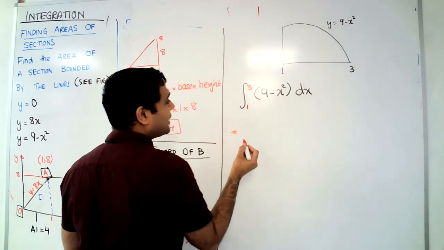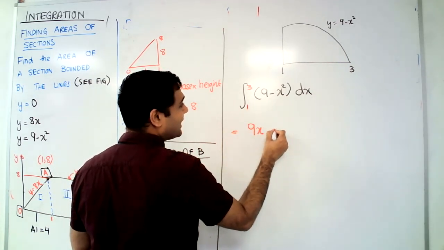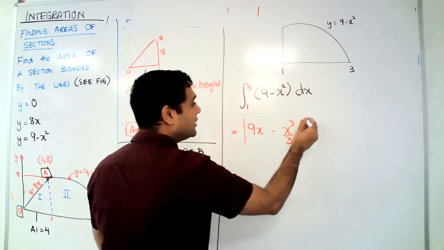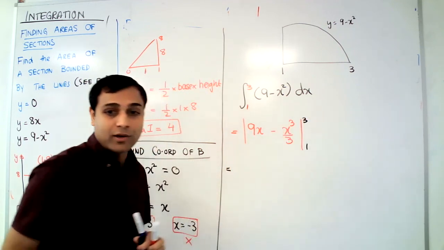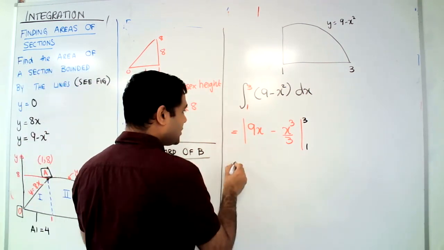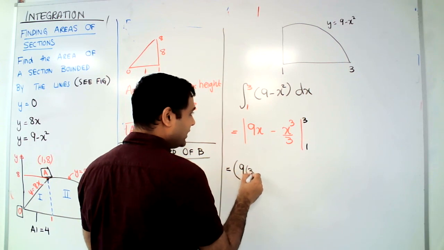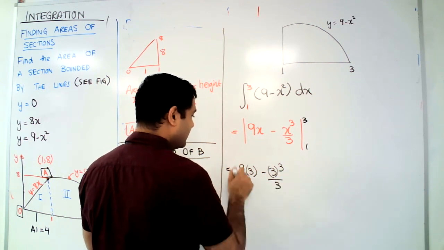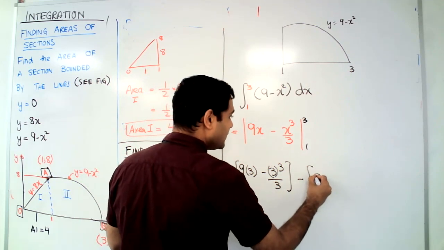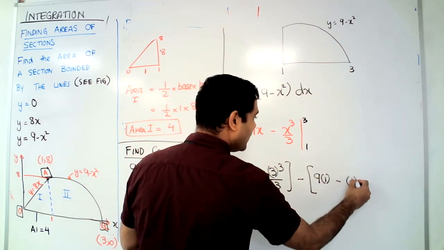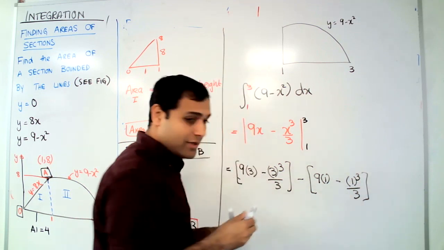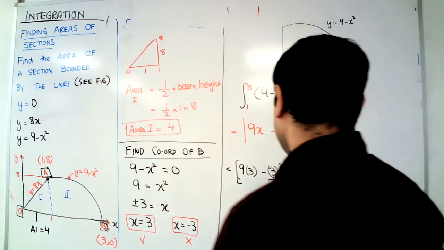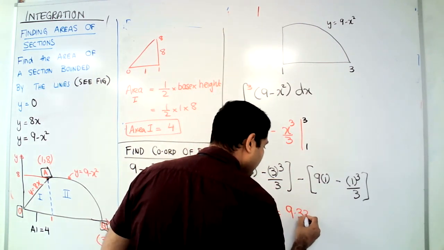Integrate 9 minus x squared: 9 now converts into 9x, and that becomes x cubed over 3. There is no constant of integration because we have to put the limits. Now I need to put that one in. Put the top limit: 9 times 3 minus 3 cubed over 3, minus 9 times 1 minus 1 cubed over 3. Now you need to put this in the calculator and get an answer. So here I got the answer 9.33.